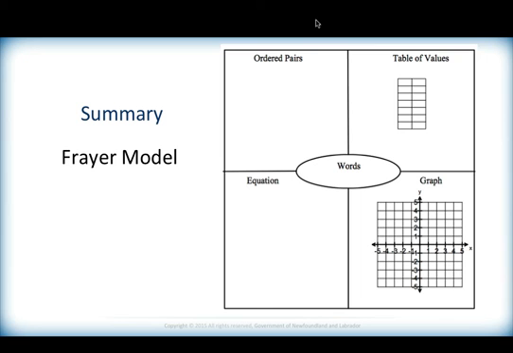And in summary here, we are often asked to represent a relation in 4 or 5 different ways. And a frame model is one way to do that. As you can see, we have to represent the model in words, with ordered pairs, table of values, equations, and a graph.